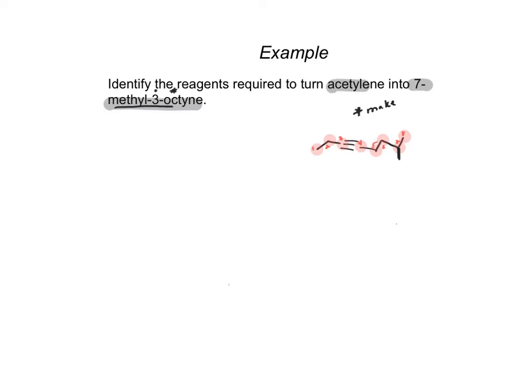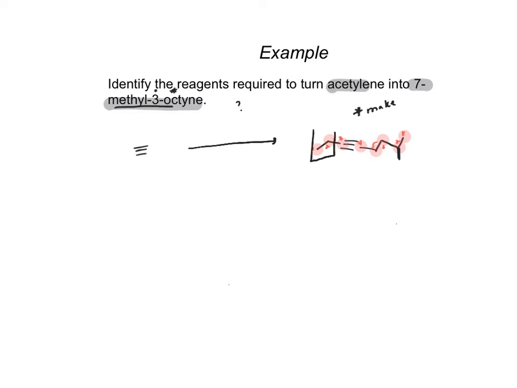And we want to make this starting from this guy. So this is the question that we're trying to answer here. What is going to take acetylene and make this 7-methyl-3-octyne? So now, to answer this, I'm going to divide my molecule up into what's on the left-hand side of the triple bond and what's on the right-hand side of the triple bond.